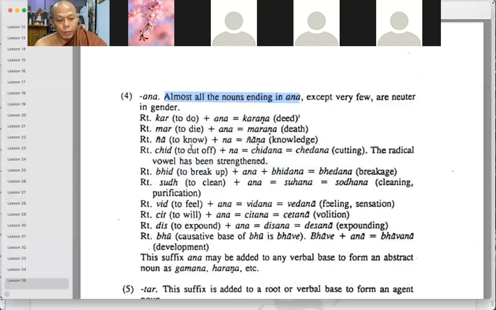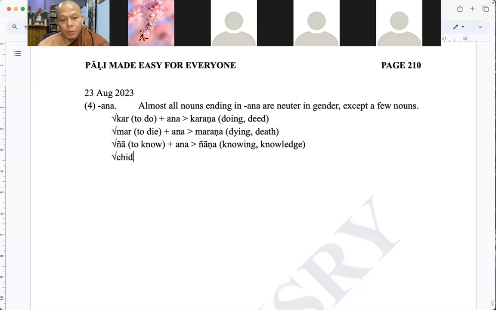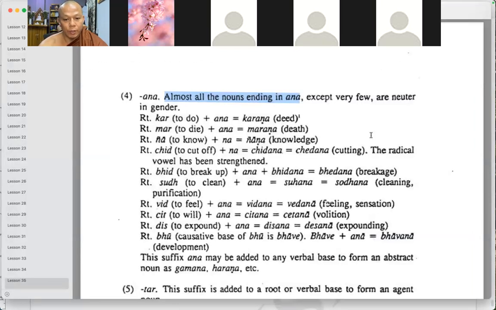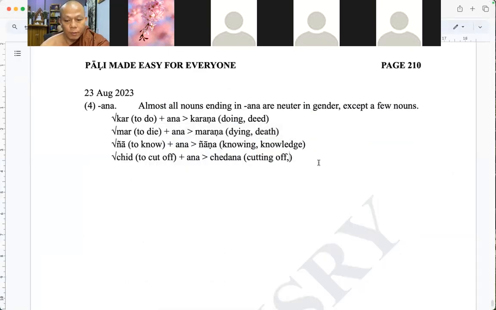And then the next one is chid. So chid means to cut off, and then ana. So even though without any indicatory letter, some roots have a vowel changing habit. So it is changed to the e. That is the nature of the root, not based on the suffix. So chedana. So chedana is actually cutting off, literally. So the radical vowel, the root vowel, becomes strengthened in some roots, like the root bhid also. So cutting.